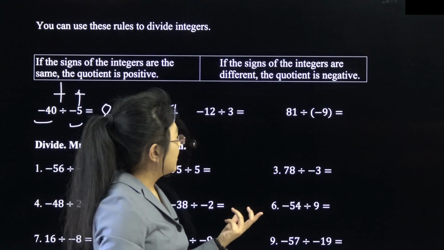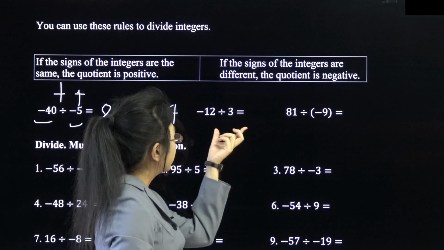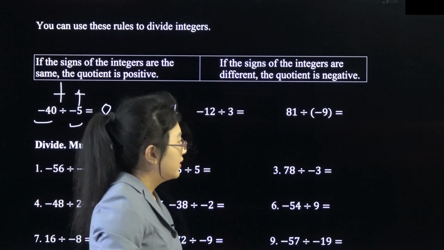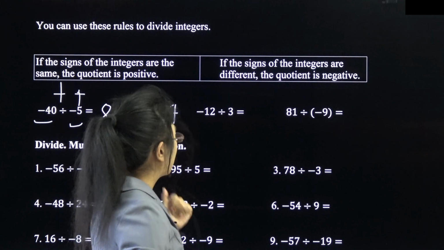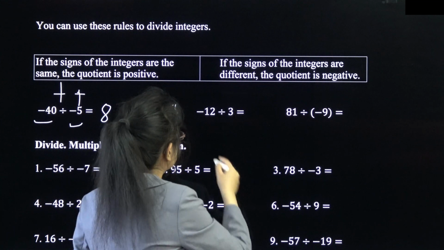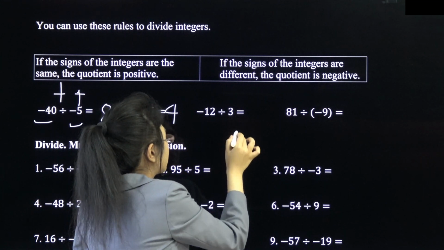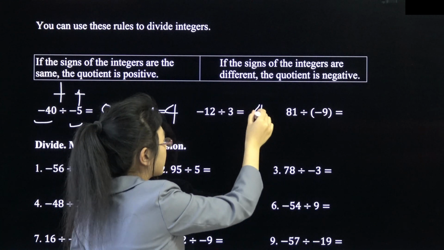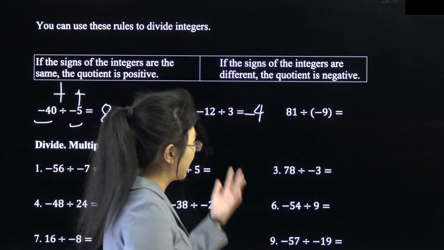When the signs are different, then it's just like multiplication. You just divide the number part, and then you look at the signs, and if they're different, then you put a negative sign. 12 divided by 3 is 4, but it's negative 12 and positive 3, so it's negative 4, because the signs are different.